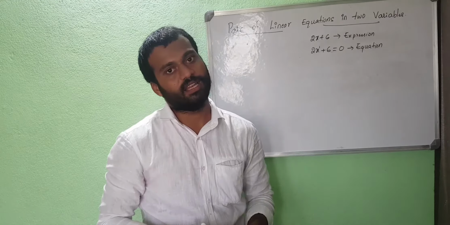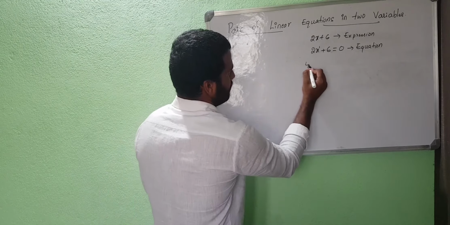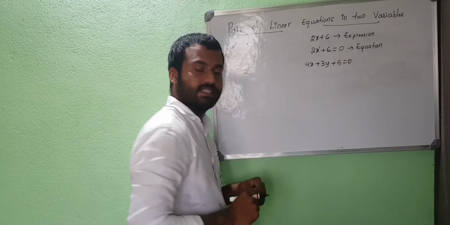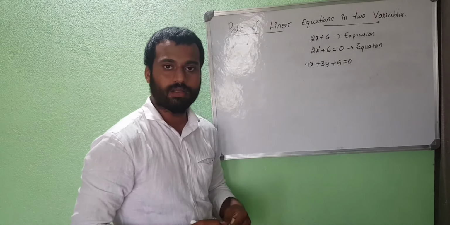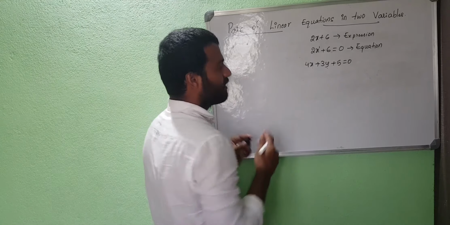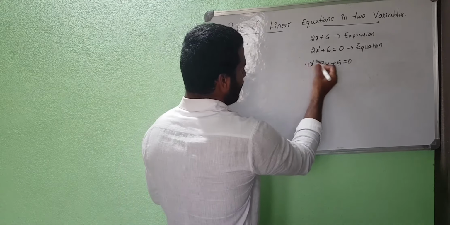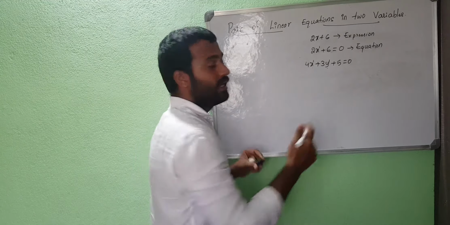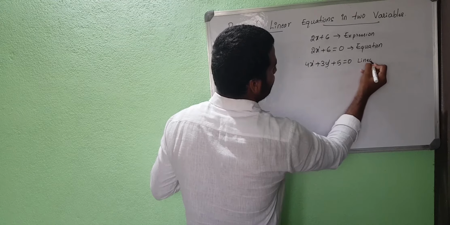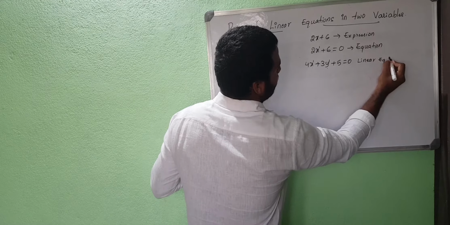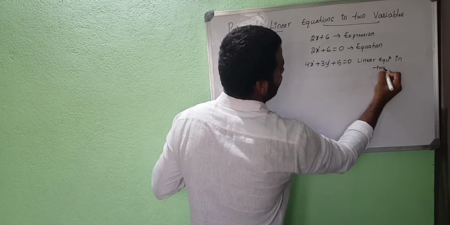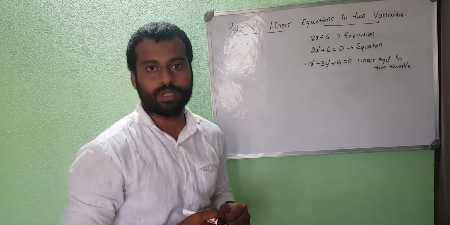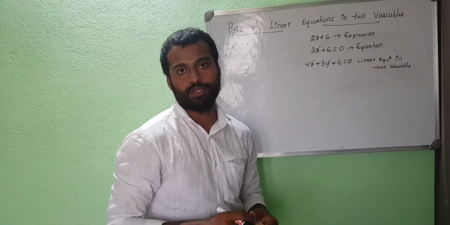Then what will be a linear equation in two variables? I will take another example: 4x plus 3y plus 5 equals 0. Just look at the equation. Here x and y are the two variables. The power of the variable is 1, correct or not? So this is an example for a linear equation in two variables.